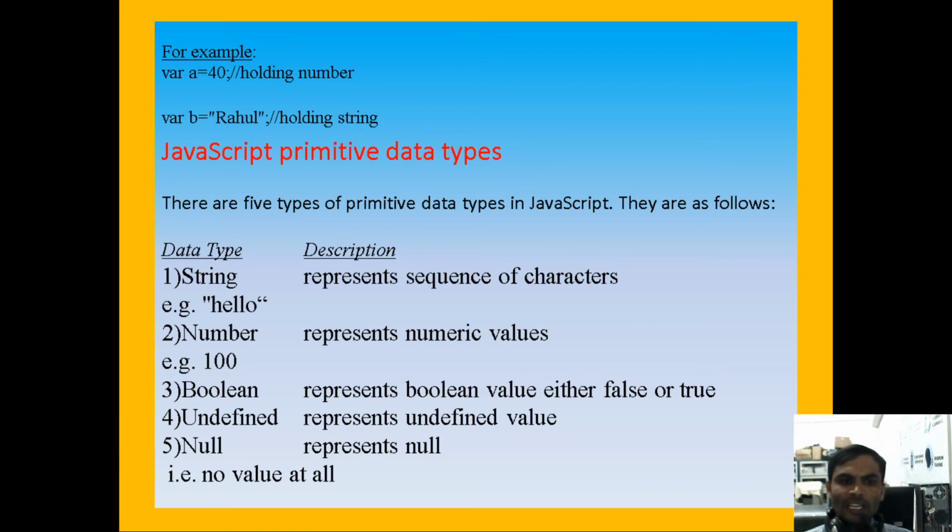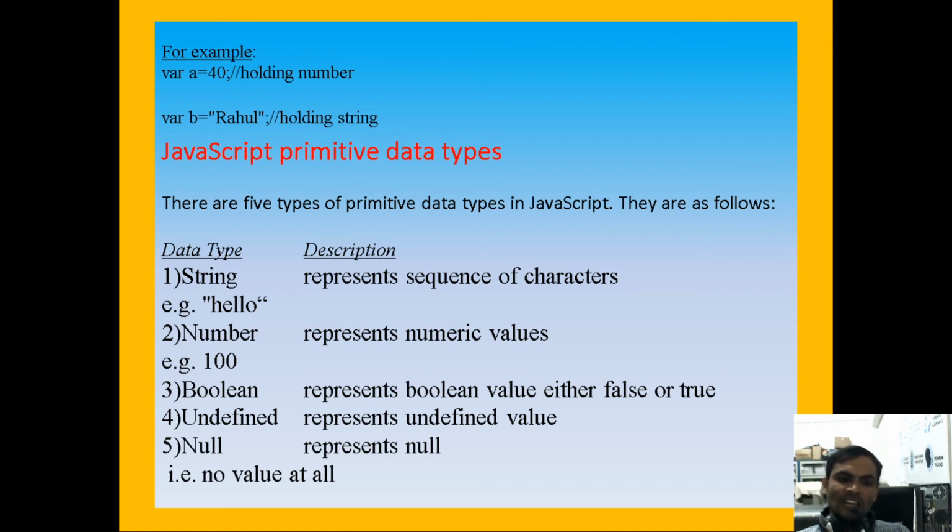Under the primitive data types in JavaScript, there are the string data type, number, boolean, undefined, and null. Now, for your understanding, string represents a sequence of characters, for example, hello. Number represents numeric values. Boolean represents either true or false. Undefined data type represents an undefined value.